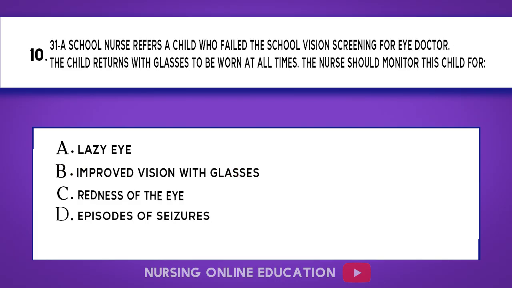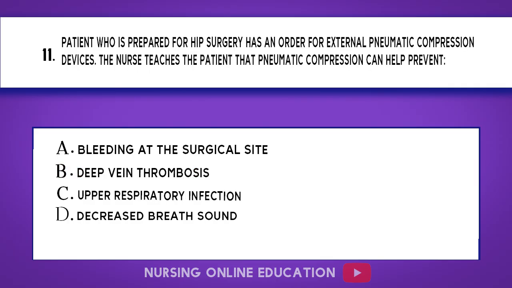10. A school nurse refers a child who failed the school vision screening to an eye doctor. The child returns with glasses to be worn at all times. The nurse should monitor this child for A. Lazy eye. B. Improved vision with glasses. C. Redness of the eye. D. Episodes of seizures. The answer is option B. Improved vision with glasses.